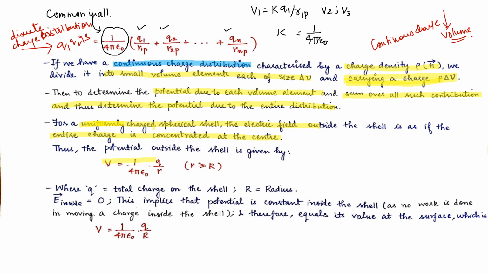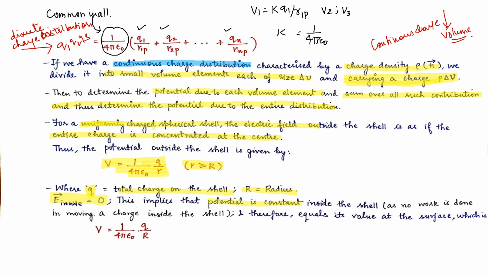Thus the potential is given as V equals 1 by 4 pi epsilon naught into Q by r, where r is greater than or equal to the capital R. Now what is capital R, small r? I'll explain in just a minute. Q is the total charge on the shell and R is the radius of our shell, whereas the electric field inside the spherical shell is 0, so the potential turns out to be constant.